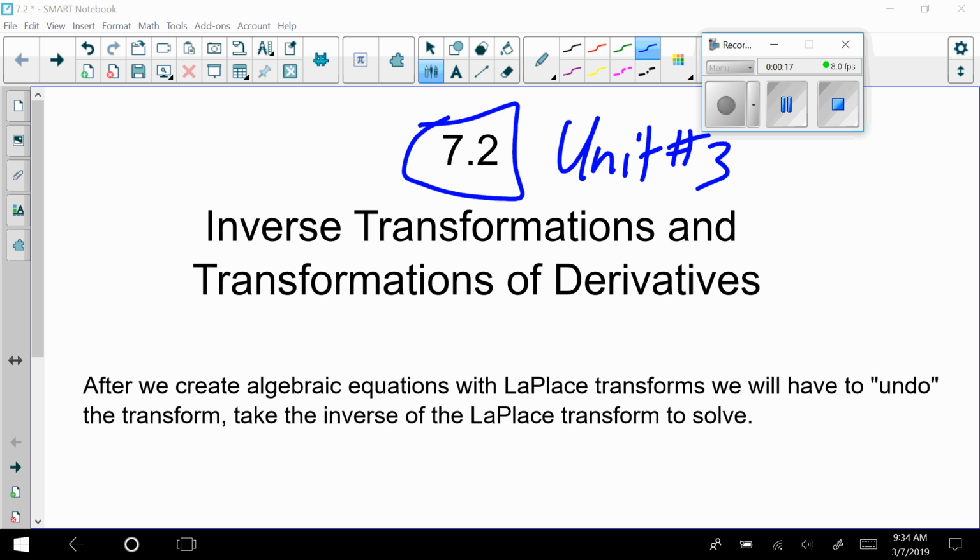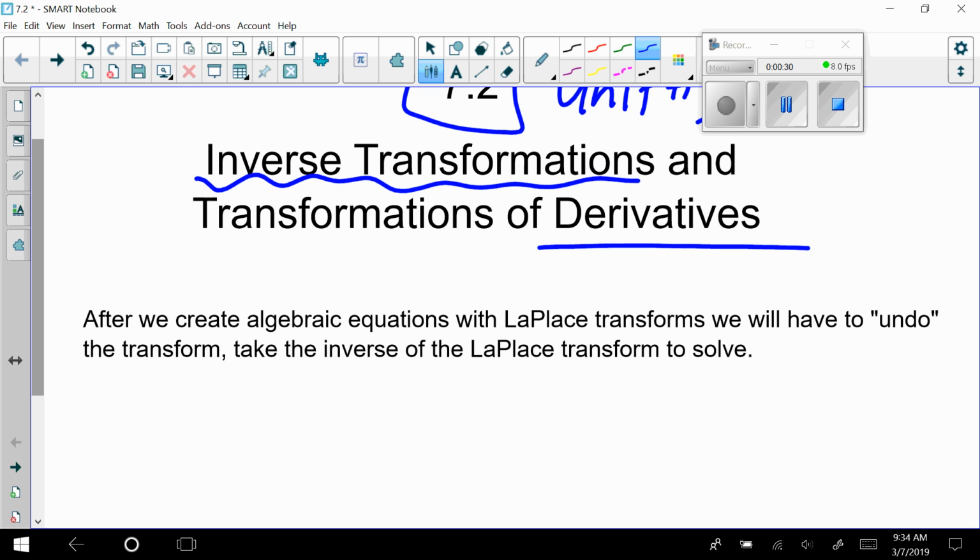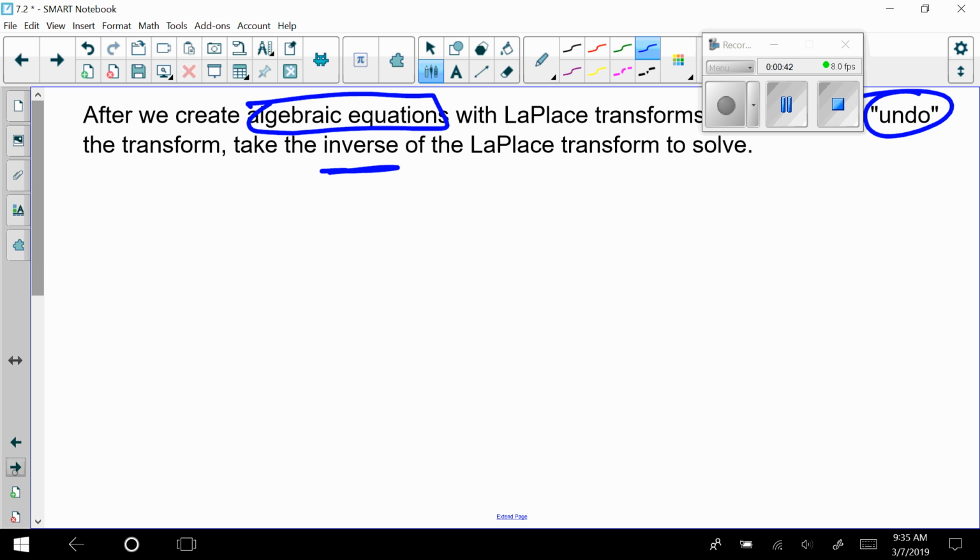Last time I taught how to transform things using Laplace transformations, and now we're going to work on inverse transformations, and then the transformations of some derivatives. We're going to want to create these algebraic equations. Once we do that, we're going to mess around for a while, but then we've got to undo them. We've got to solve them, which of course is the inverse. So that's the premise.